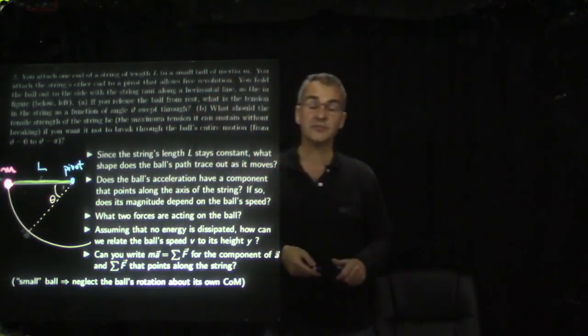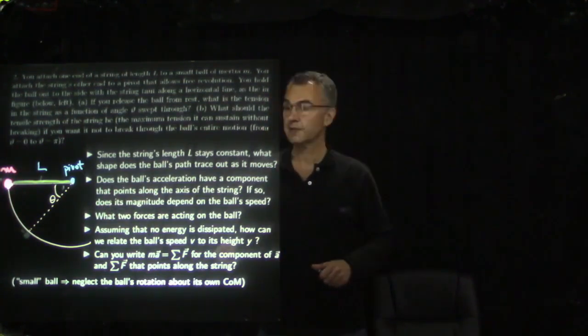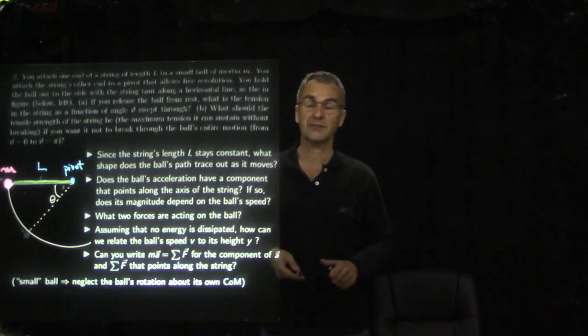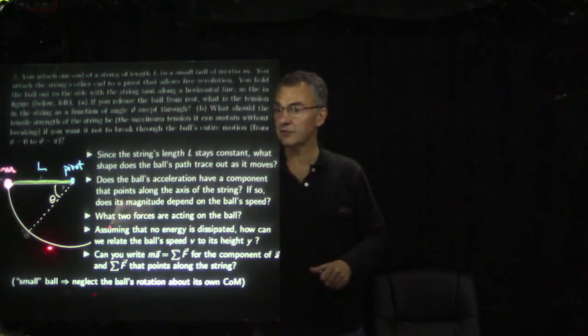That means we don't need to consider the rotational inertia of the ball itself. So we'll consider the ball to be tiny compared to L. So then we don't have to worry about rotational kinetic energy of the ball. We just worry about its motion as a whole, the motion of its center of mass about the pivot. So here's the pivot, and then it sweeps out this circular arc, and then we want to know what's happening as a function of this angle theta.